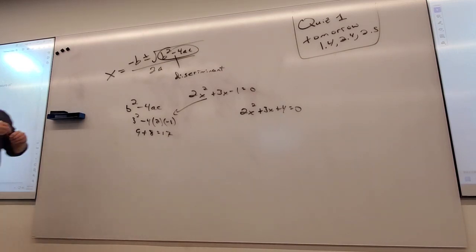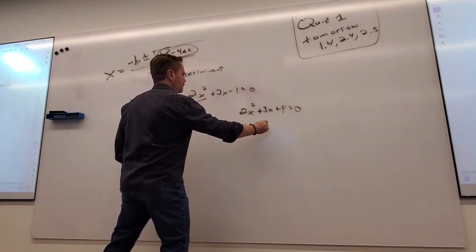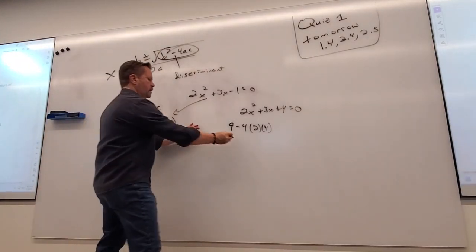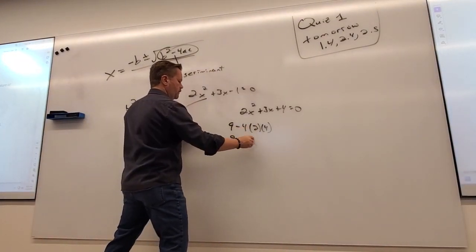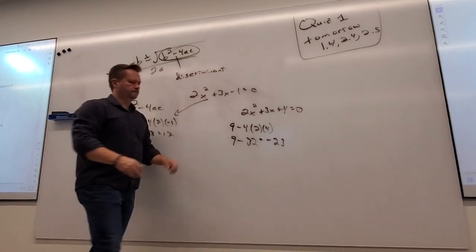All right, who's got that? Yeah, so you get 9 minus 32, is that right? Yeah, negative 23.